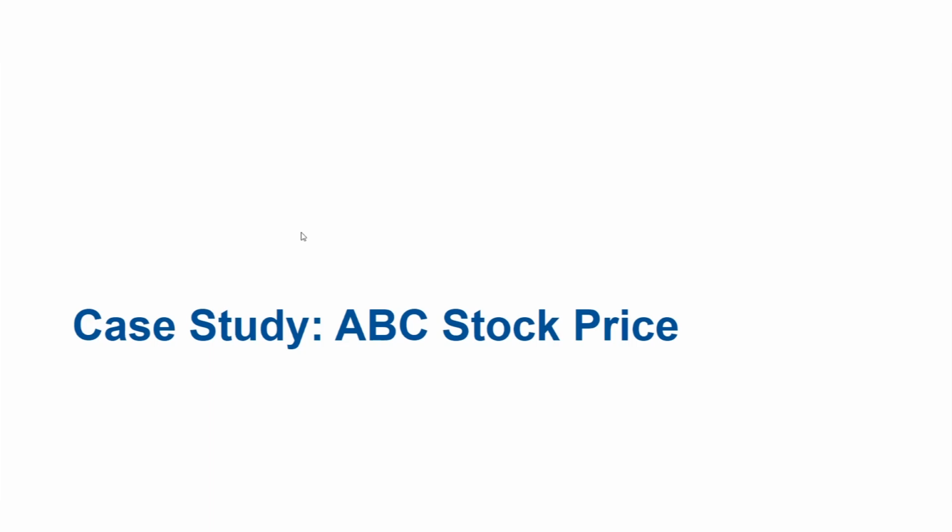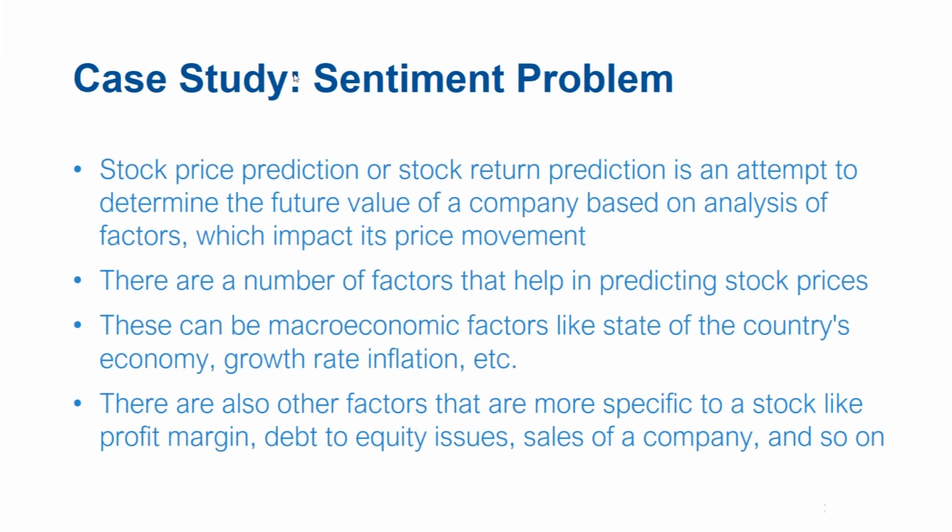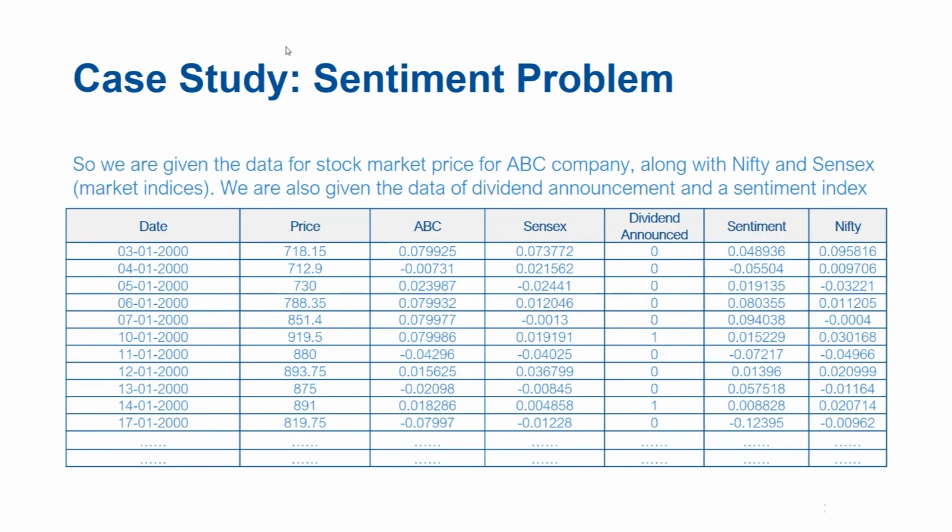In this video, we'll introduce ABC stock price case study, which entails forecasting stock prices using regression algorithm. Please note that stock price prediction or stock return prediction is an attempt to determine the future value of a company based on analysis of factors which impact its price movement. There are a number of factors that help in predicting stock prices. These can be macroeconomic factors like state of country's economy, growth rate, inflation, and so on. There are also other factors that are more specific to a stock like profit margin, debt to equity ratio, sales, and so on. Let's examine the data provided in this case study.